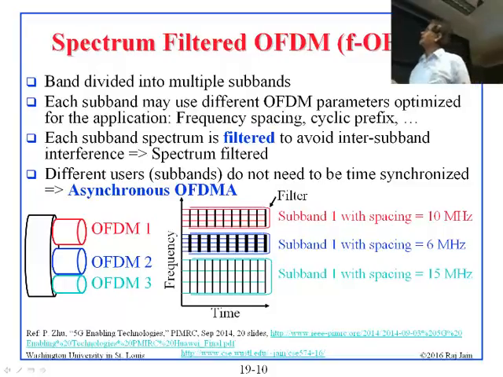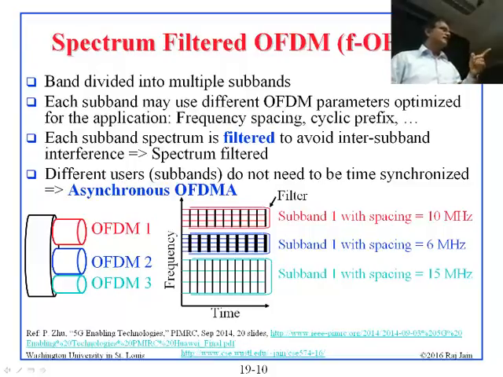Now, the band is divided into multiple subbands. Each subband may use different OFDM parameters optimized for the application. So you can optimize the frequency spacing and cyclic prefix. By the way, you cannot optimize the symbol because as soon as you select the frequency spacing, you have selected the symbol size. But what you can select is 1/4 of that symbol is cyclic prefix, or 1/8, or 1/64, depending upon how much delay spread you want to sustain with the reflection.